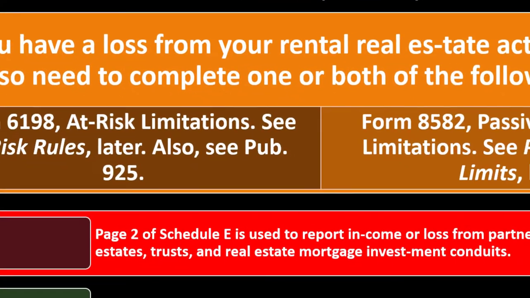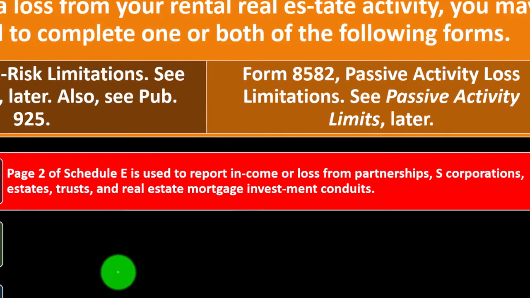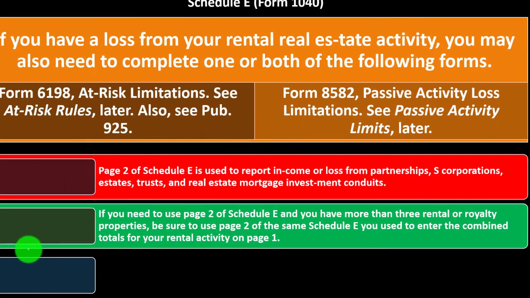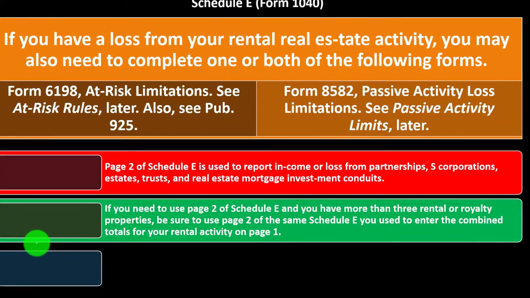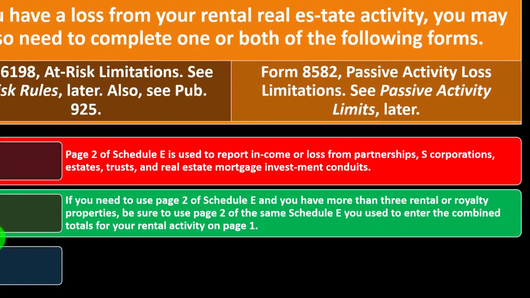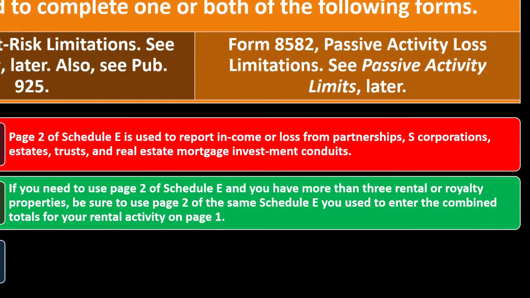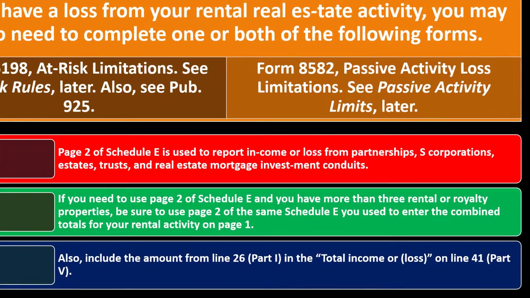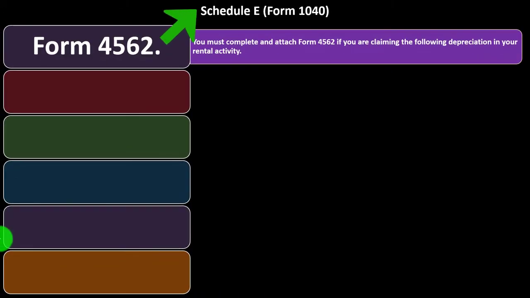Page 2 of Schedule E is used to report income or loss from partnerships, S corporations, estates, trusts, and real estate mortgage investment conduits. If you need to use page 2 of Schedule E and you have more than 3 rental or royalty properties, be sure to use page 2 of the same Schedule E you use to enter the combined totals for your rental activity on page 1. So also include the amount from line 26, part 1, in the total income or loss on line 41, part 5. So Schedule E, Form 1040, we've got the Form 4562.